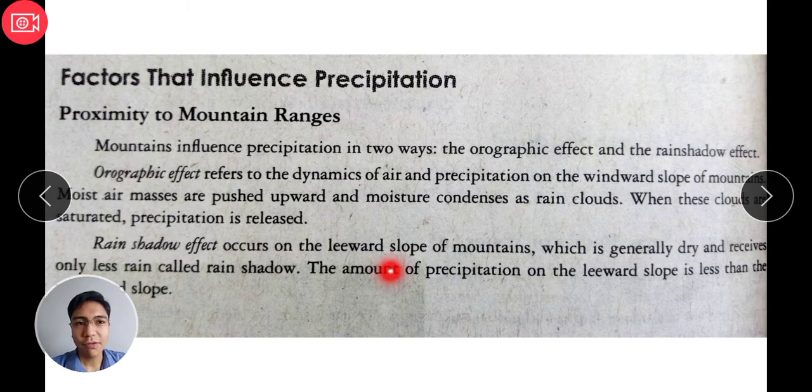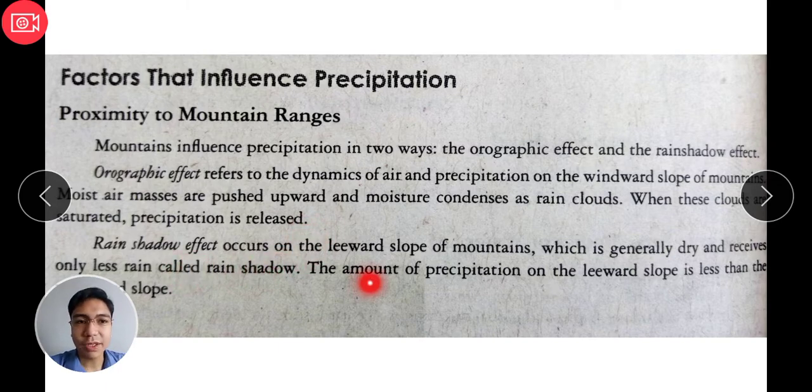Yung orographic effect, dynamics ng air and precipitation on the windward slope of the mountain. Moist ang air masses dito that push upward. And then pag naka-push upward, kapag nakaranas siya ng malamig na hangin, magko-condense siya. Therefore, mabubuo ang rain clouds. And then, kapag saturated na yung clouds, marerelease yung precipitation. So, ito yung maulan na part, no?